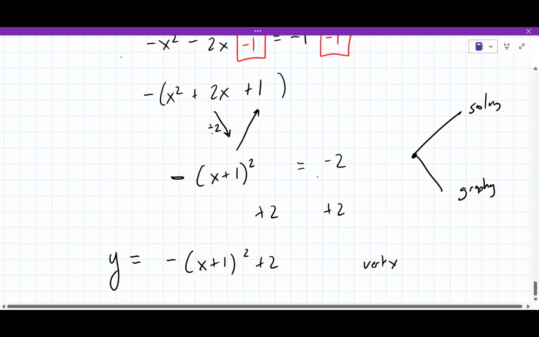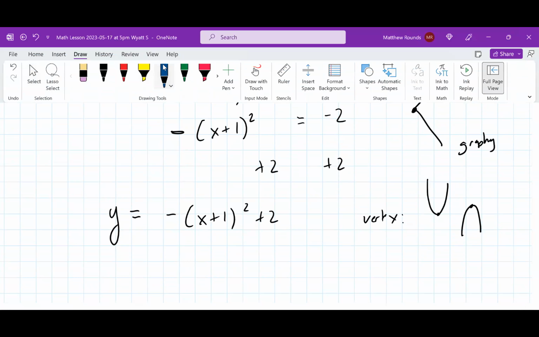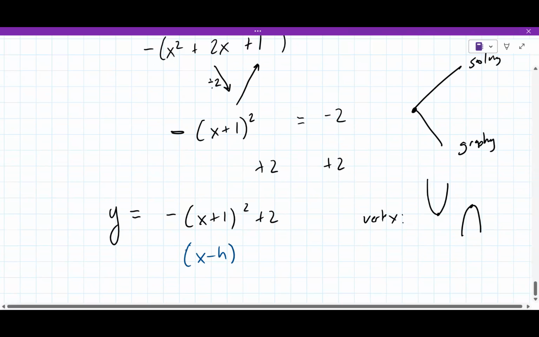Now, what is the vertex of this? We haven't talked about this in a while. What's the vertex? It's going to point downwards. Vertex is that peak, the bottom point or the top point. And it comes from this 2. It's 2 numbers. It's H, K. It's your vertex.